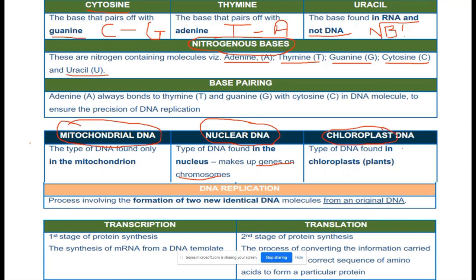In plants, DNA can also be found in the chloroplast. Right, now, very important question. I think 2 years back the question was, name two places in an animal cell where DNA is found. Then the answer can only be mitochondria and nucleus. Because remember, animal cells do not contain chloroplasts.